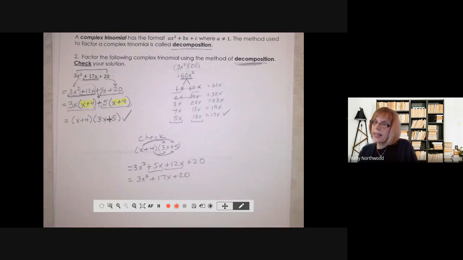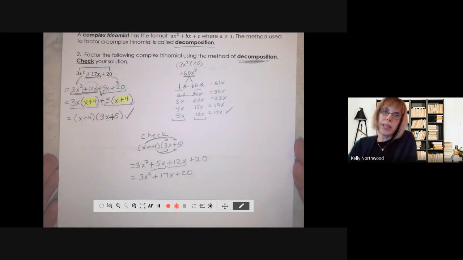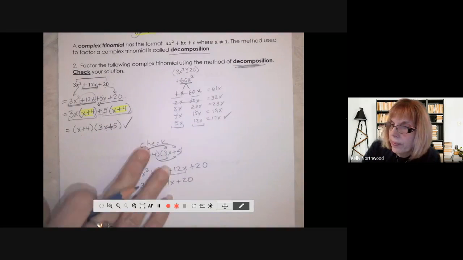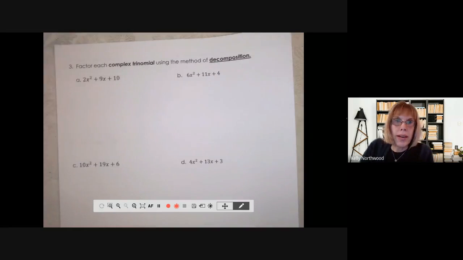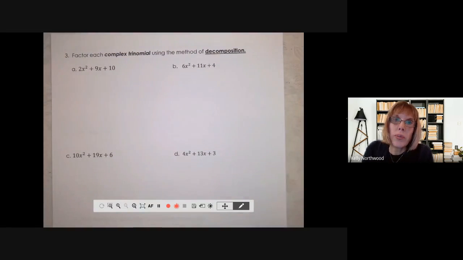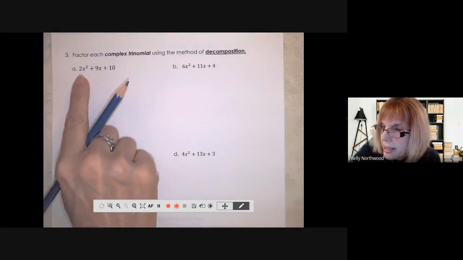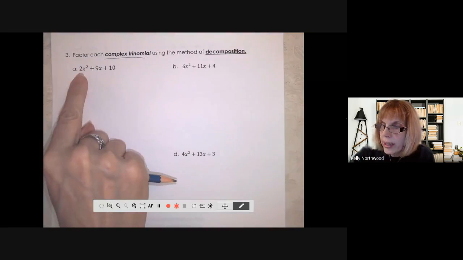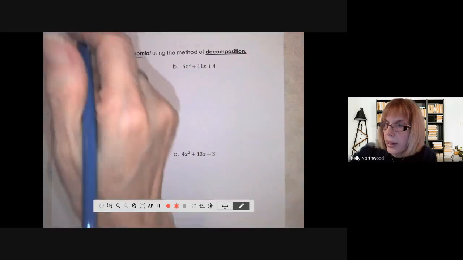So that's the main idea of this morning's lesson. We're going to practice some more, do some ones that have negative signs, but it's always going to be our same 3 steps that we have to do. Okay, so factor each complex trinomial using the method of decomposition. So all positive, which is nice. I see there, it tells me it's a complex trinomial, but if I was checking, I would say there's a 2 there and 2 doesn't go into all 3 terms, so it's a complex trinomial.